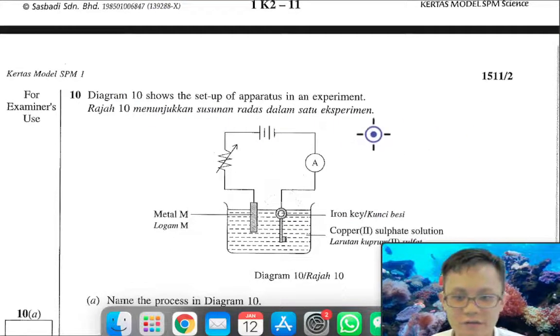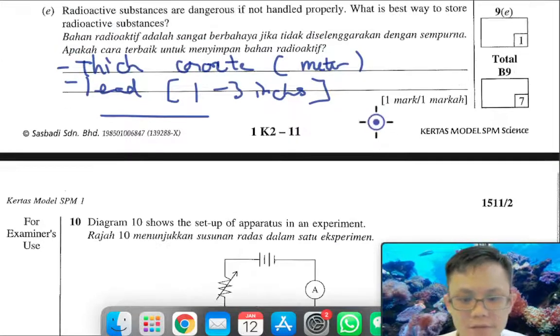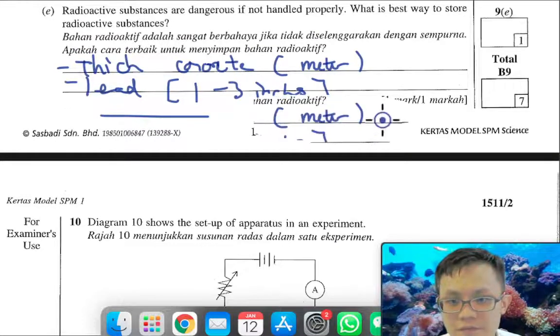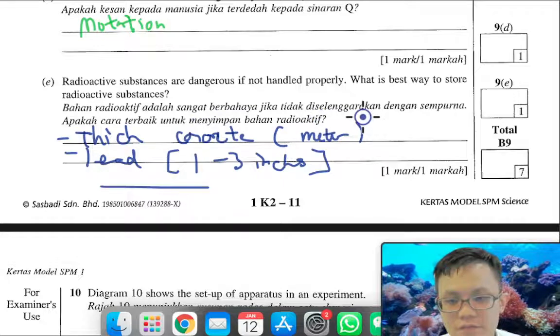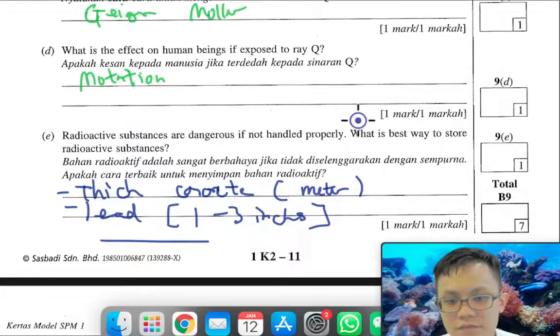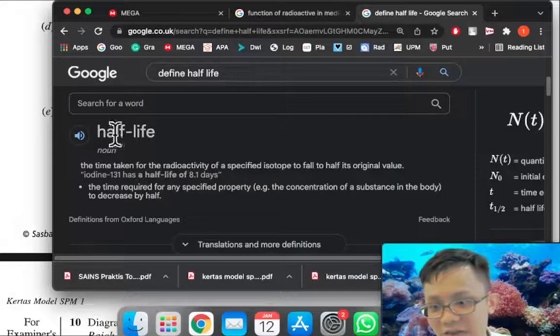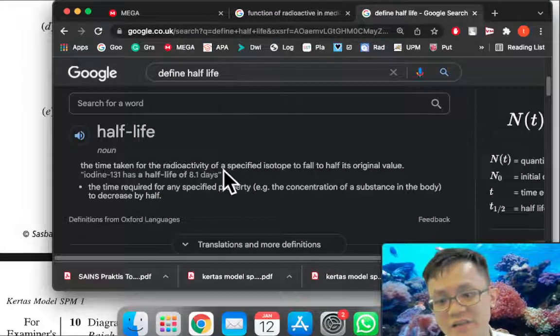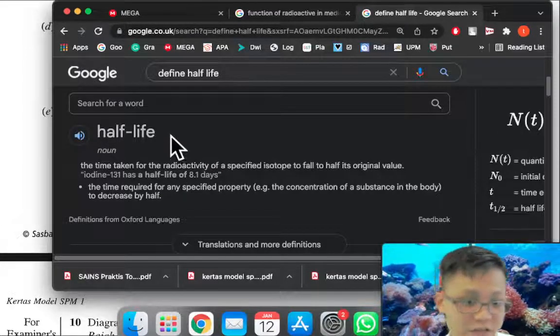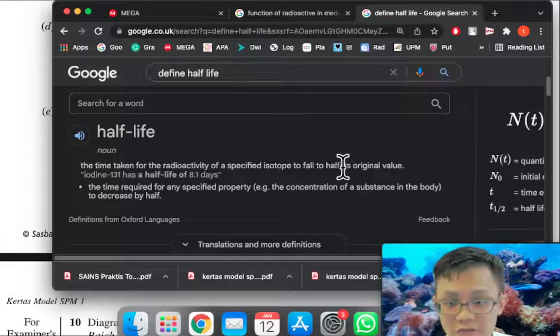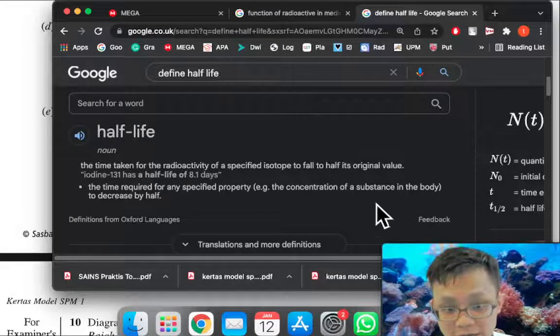Obviously it's new. I got a question. Yeah. What is half-life? I forgot. Is it the life of the radioactive substance? So we can see here, half-life is the time taken for the radioactivity of a specific isotope, where we know it's an isotope, to fall to half of its original value.